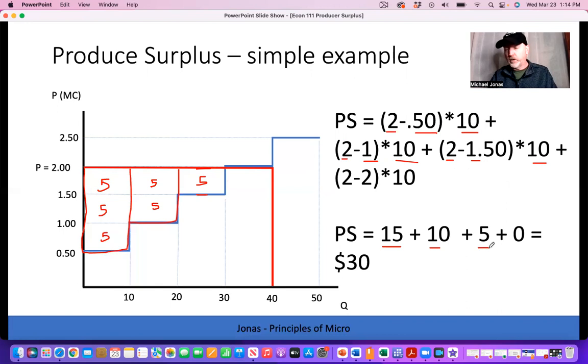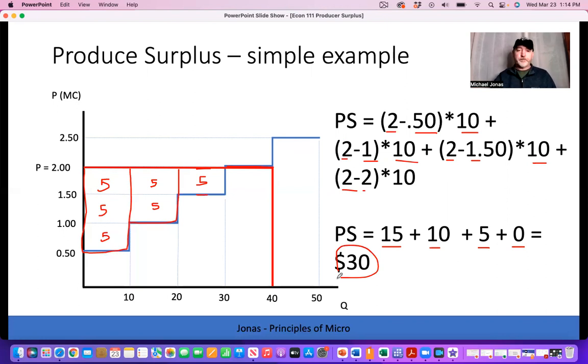I'm sorry, extra $5. And then finally, if we decide to produce those last 10 units at the intersection between price and supply, price and marginal cost are the same. So we get no gain on those last units. We would break even. So we add all that up and we get a total of $30. And that would represent the gain from trade, right? The net benefit to the seller of producing those 40 units and selling them at the going rate of $2.